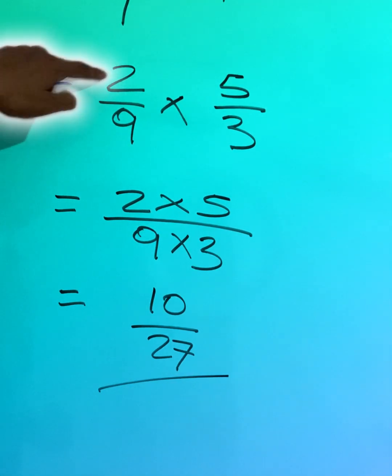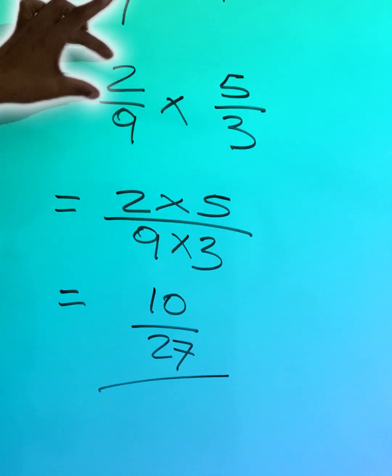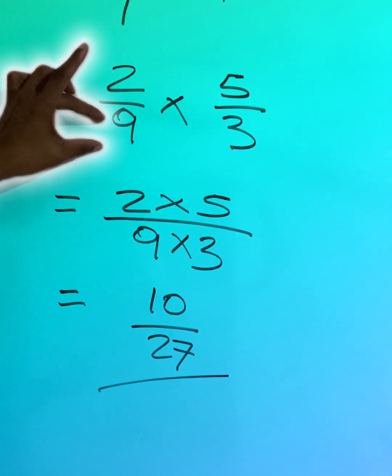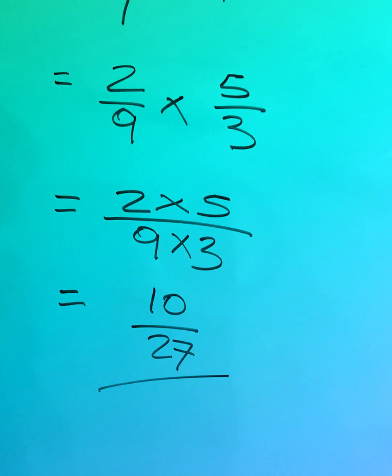So it's a multiplication of our numerators over the multiplication of our denominators.